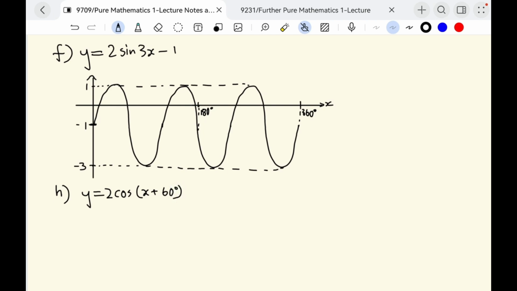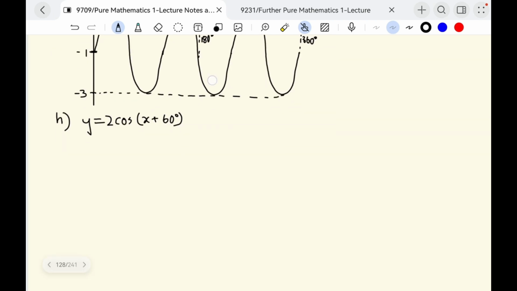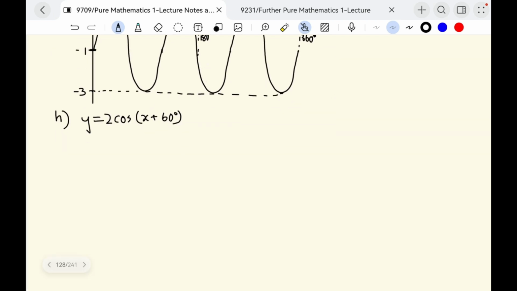So first, think about the cos graph. An ordinary cos graph, you undergo the stretch first. So your cos graph looks like this. Okay, first thing first, just draw an ordinary cos graph. Just that the maximum and minimum values must be 2 and -2 respectively. And then what's the difference over here? It is x plus 60. So which means that your cos graph must move 60 degree to the left hand side.